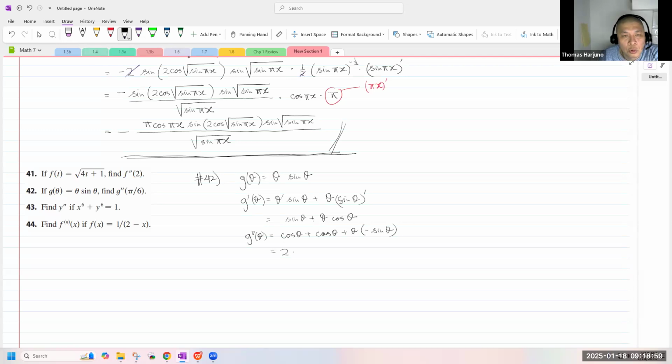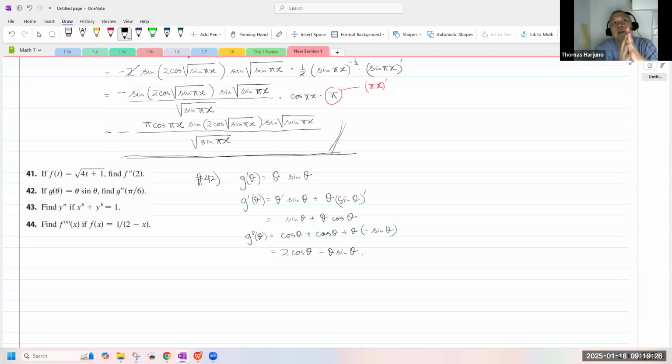So this is 2 cosine theta minus theta sine theta. Not too hard, right? But organize your work though. Sometimes if you don't organize it, one of the bad habits is that you detach things. Like this part you put somewhere, this part you put somewhere else. You tend not to see them as a big picture anymore.